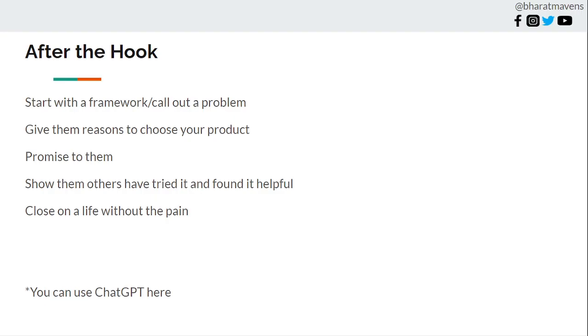Then coming to creating an ad, after the hook, it should always start with a frame or call out a problem, because that is the most resonating for the customer. Don't call out particularly your product in the first 3 seconds. You should actually call out a thing that resonates with most of the customers, which is mostly the pain or the desire. Give them reasons to choose your product. Promise to them. Deliver on the promise also, but under promise whenever you are promising. If you can deliver in 3 weeks, say you can deliver in 4 or 5 weeks, because then 3 weeks becomes something like a wow factor for the customer. Okay, it happened faster than even they had said.